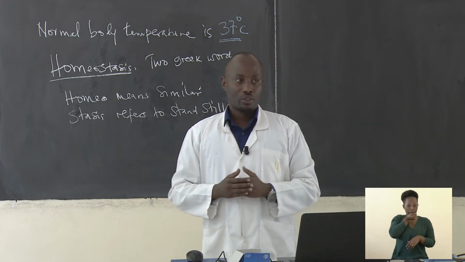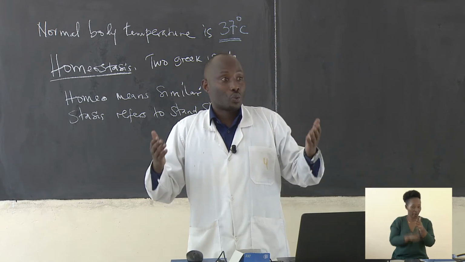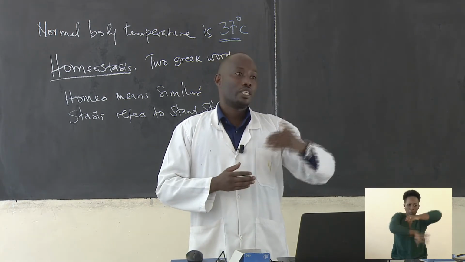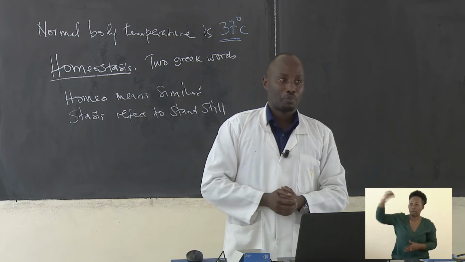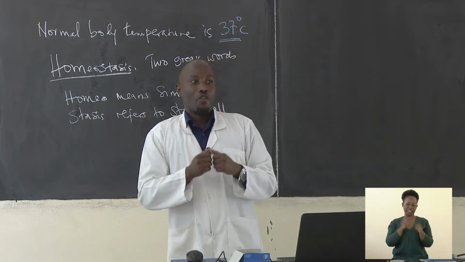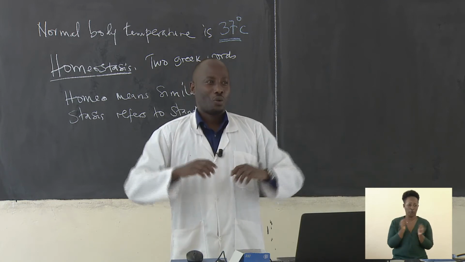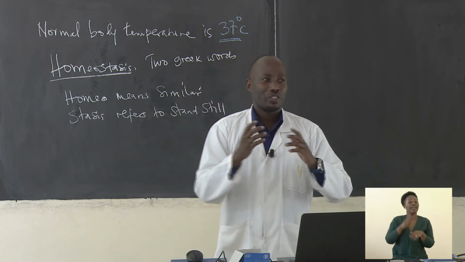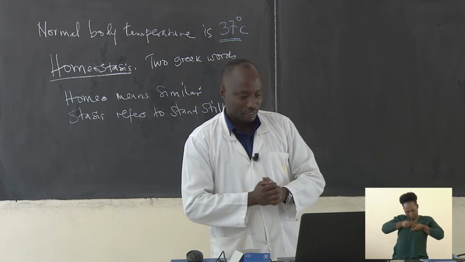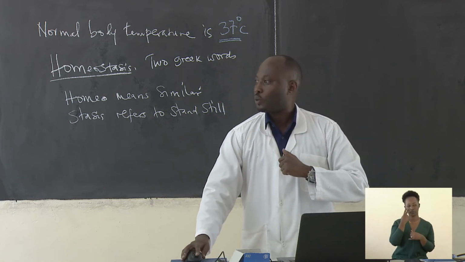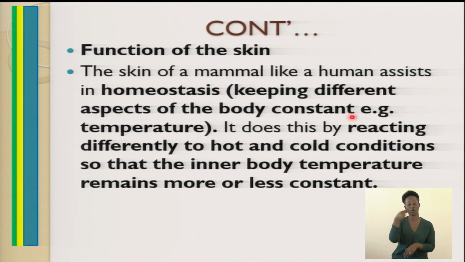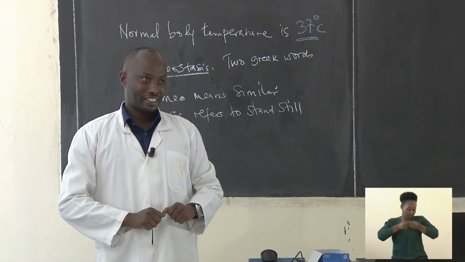When it is too hot, what happens to you? Most of you sweat. Why do you have to sweat? You sweat in order to regulate the body temperature. When it is too cold, you find you are shivering. When you are shivering, automatically, you are trying to regulate the body temperature. All right? Let's go through. These things are called homeostasis. Keeping different aspects of the body constant, regardless of external factors.